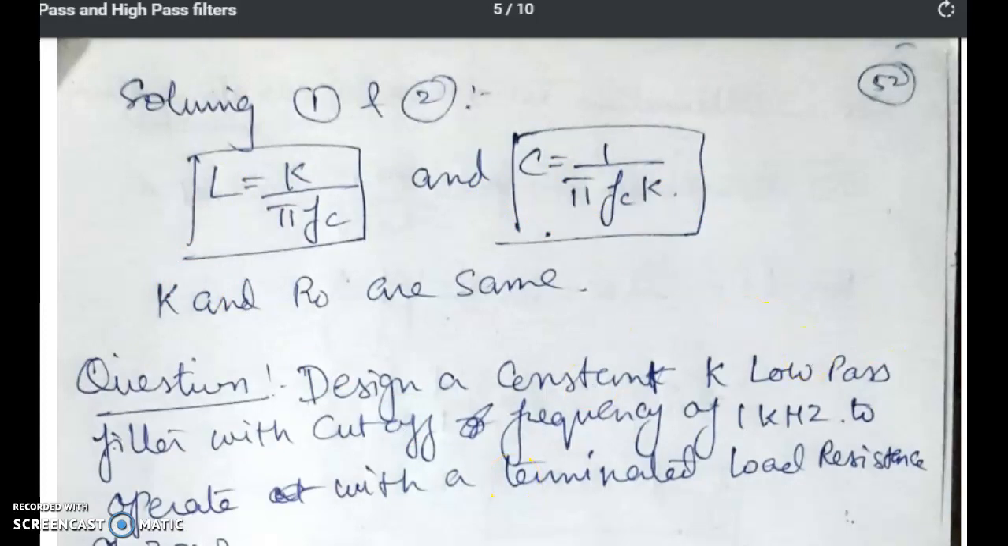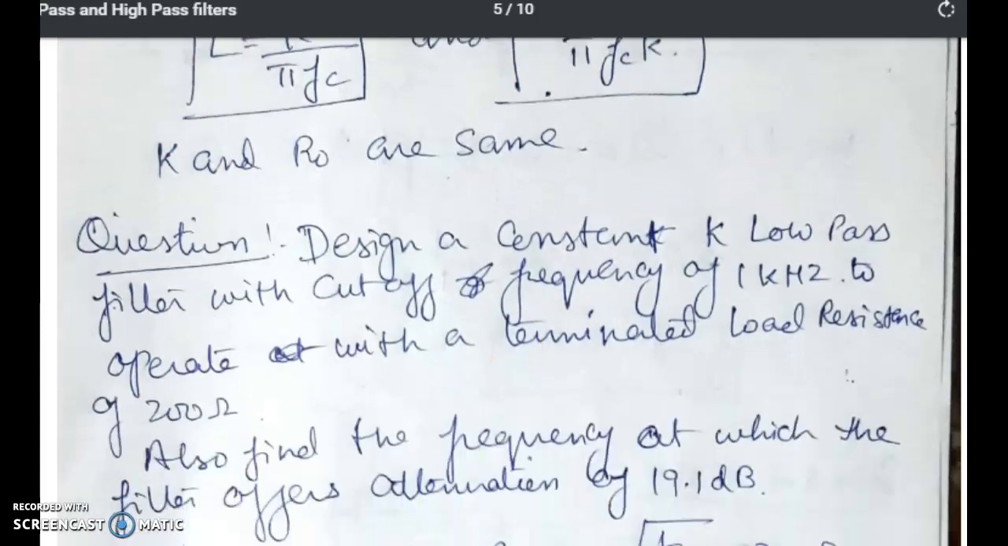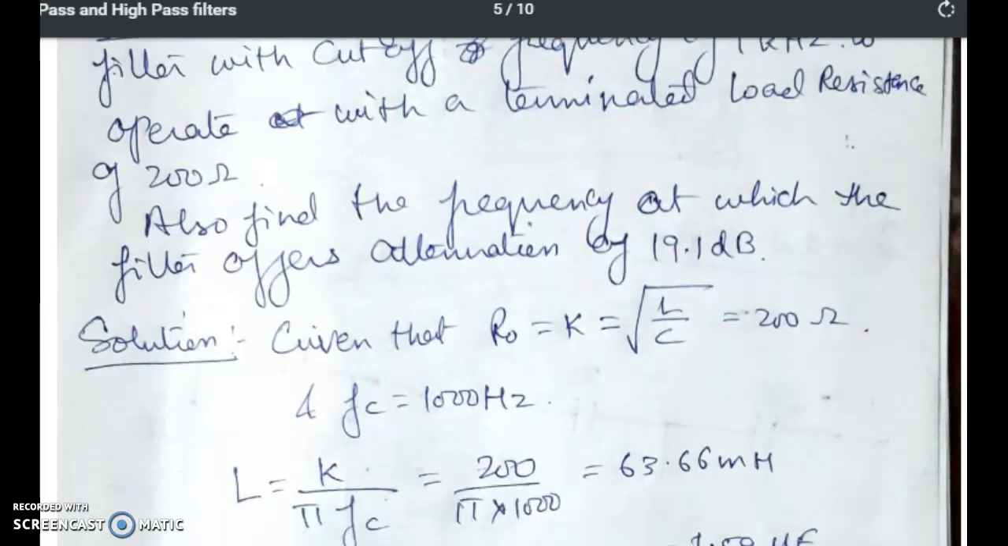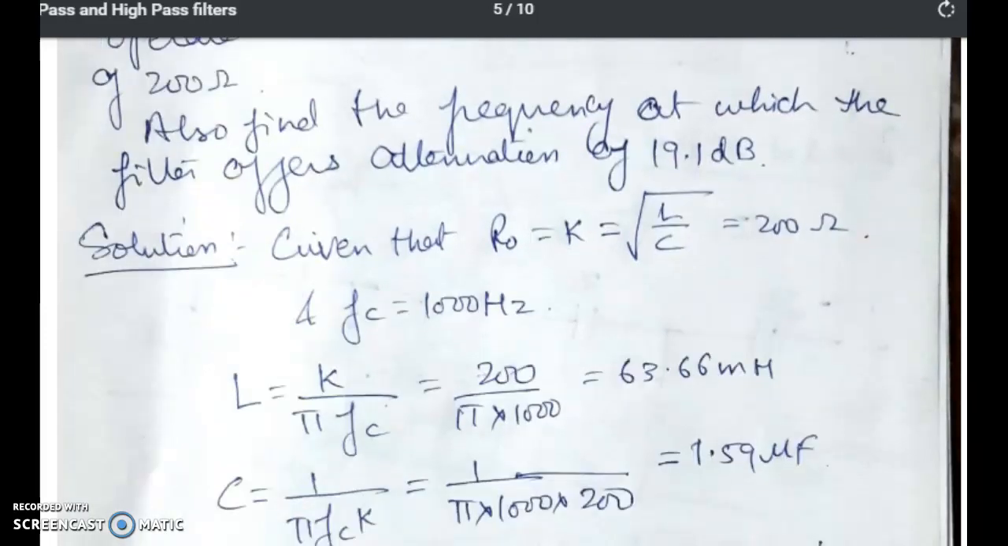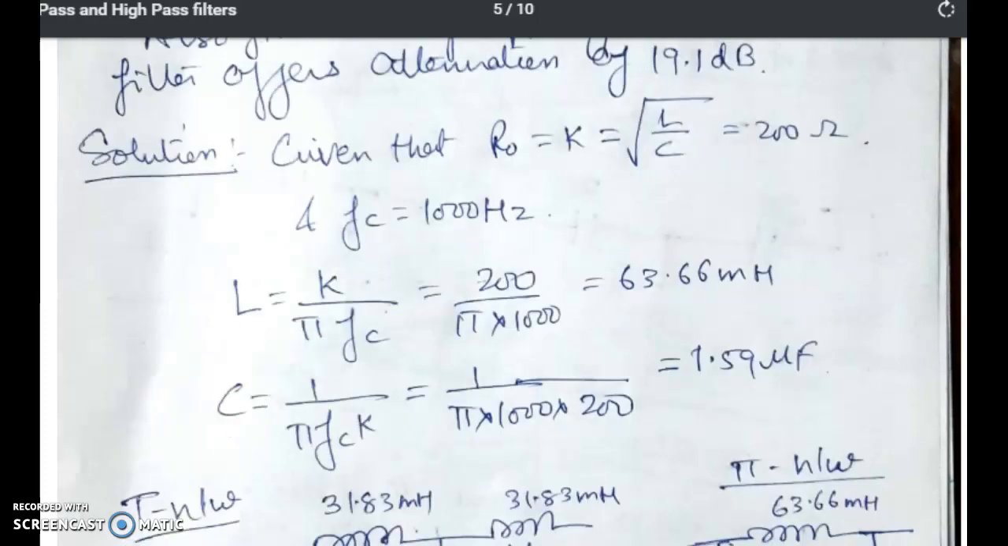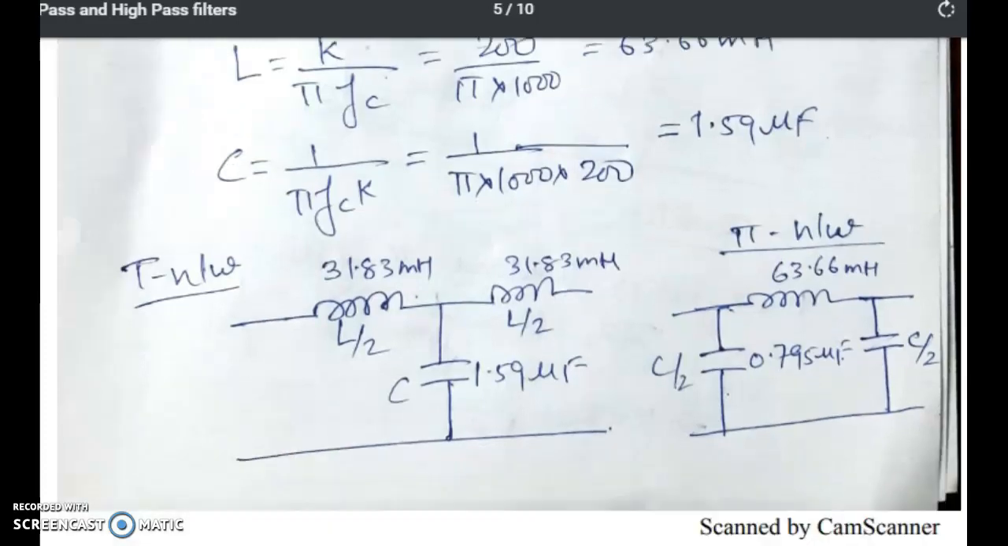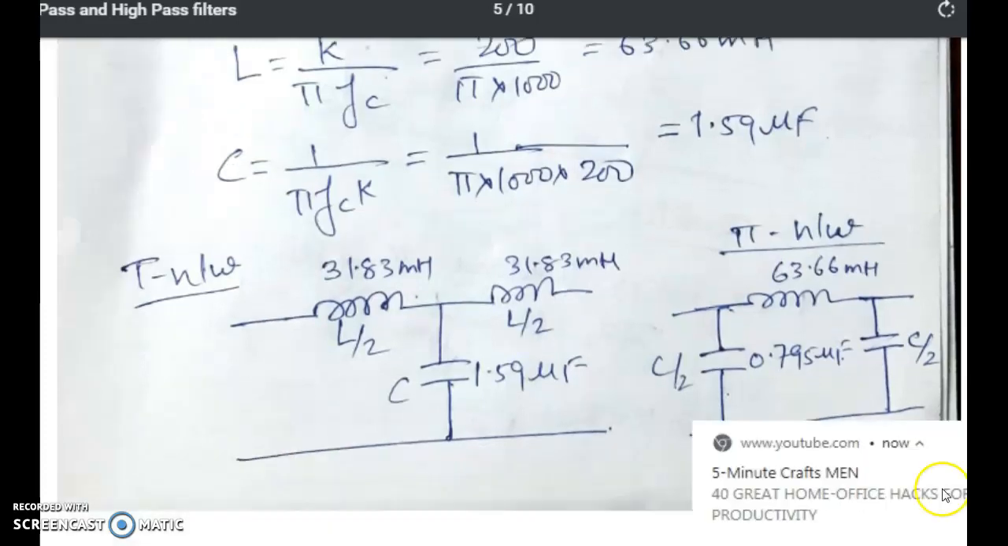So let's take a question. Suppose we have to design a constant K low pass filter with cutoff frequency of 1 kHz to operate with a terminated load resistance of 200 ohm. Also, we have to find the frequency at which the filter offers the attenuation of 19.1 dB. Now, the given condition is nominal impedance R0 is equal to 200 ohm and cutoff frequency Fc is equal to 1000 Hz. So inductance value L is equal to K upon pi Fc, which is equal to 63.66 millihenry, and capacitance value is equal to 1 upon pi Fc K, which is equal to 1.59 microfarad.